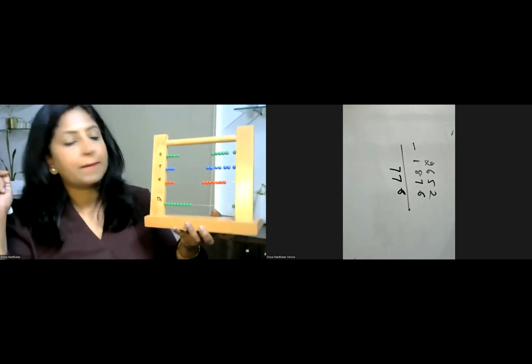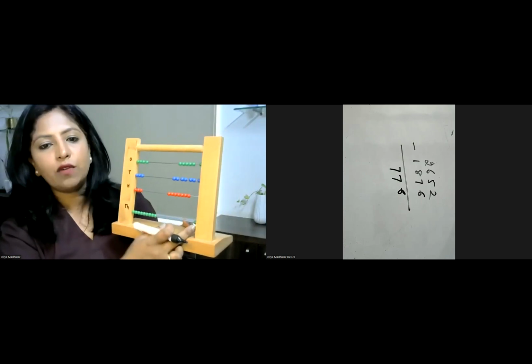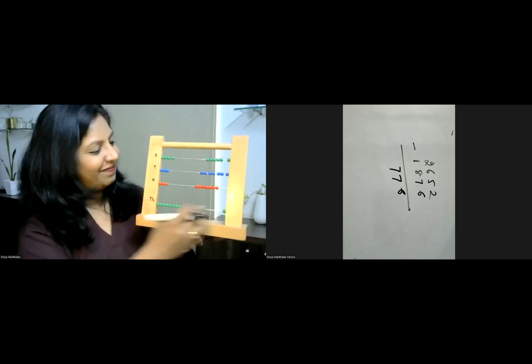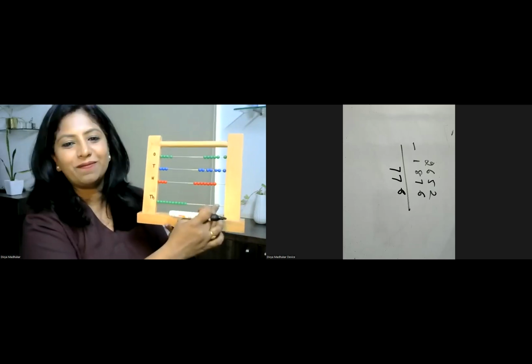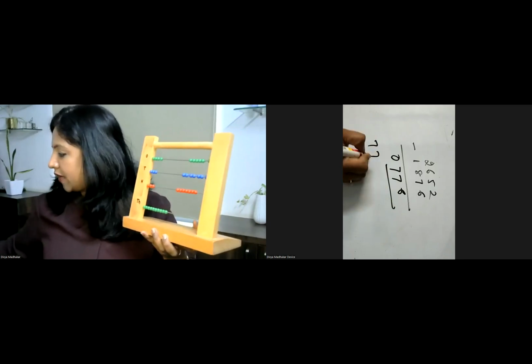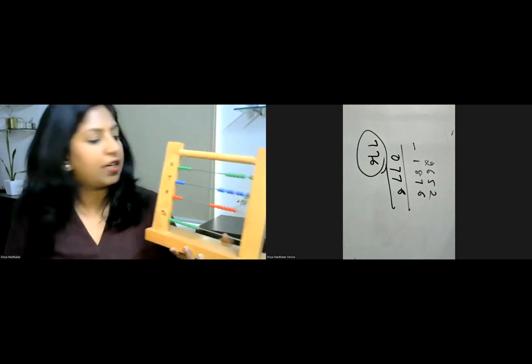Okay, ma'am. Now, how many thousands do we have? Only 1,000. So we need to take away how many thousands? 1000. So do we have anything here? No. So it's 0. So your answer is 776. Okay. That is your answer.